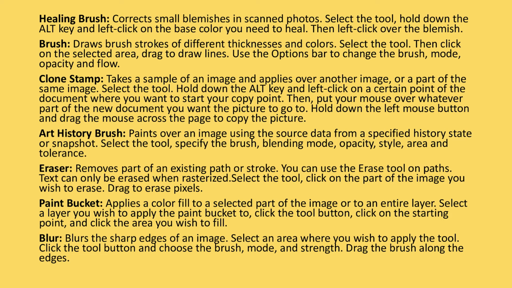Next is eraser. Removes part of an existing path or stroke. You can use the erase tool on Paint. Text can only be erased when rasterized. Select the tool, click on the part of the image you want to erase, drag to erase pixels.